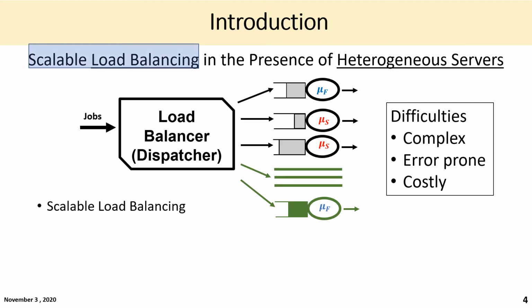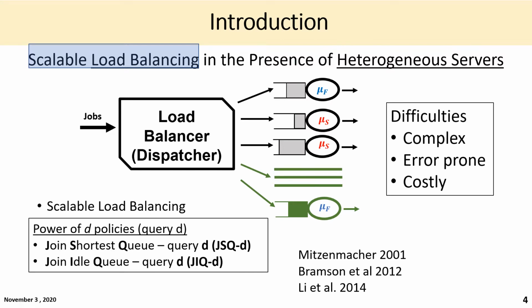For scalable load balancing problems in homogeneous server settings, there are several power of D policies in literature. Here, instead of keeping continuous track of the state of all servers, at each job dispatch event, we check the current information of D random servers and then use it to select the server to dispatch the job to. In our work, we study scalable load balancing in systems with heterogeneous servers. We develop new power of D policies for this setting and study their performance.